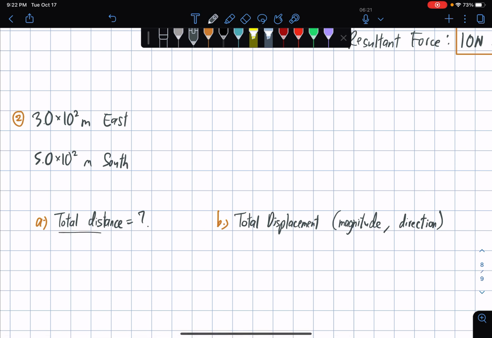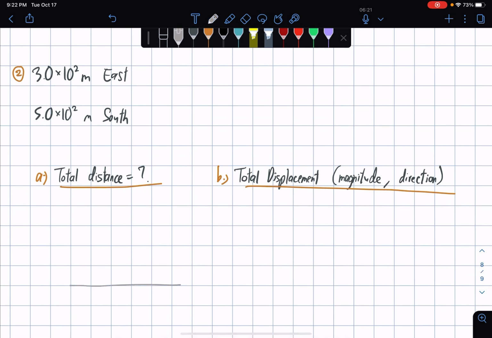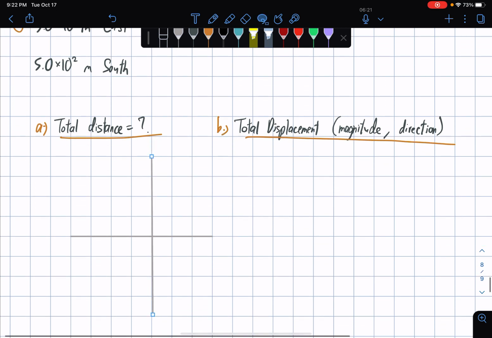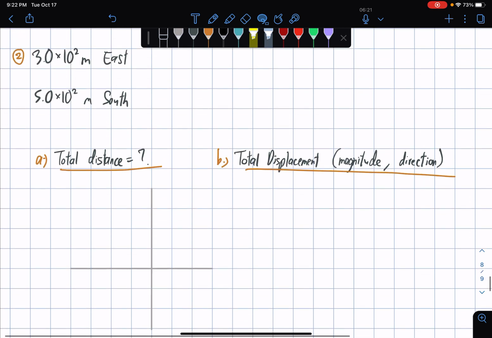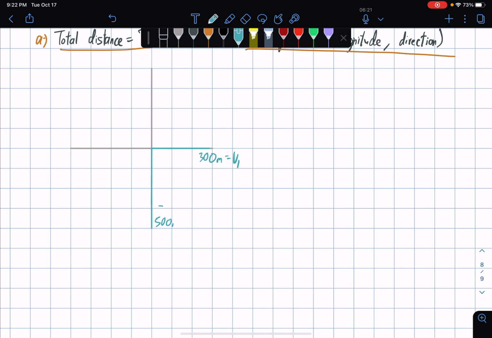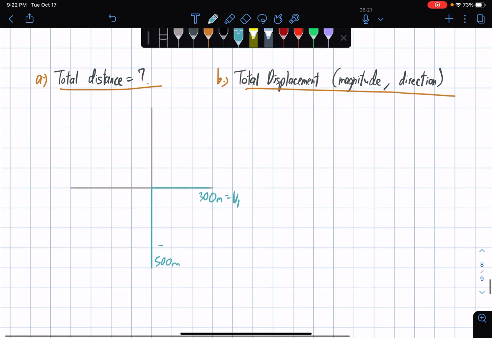Okay, first things first, we draw the Cartesian plane. Say 3.0 times 10 raised to 2, that's just equal to 300. And then the second vector is 500 meters. So what is due east? 300 meters. And then due south is 500 meters. So I think we can form a triangle. Remember the Black Widow technique?